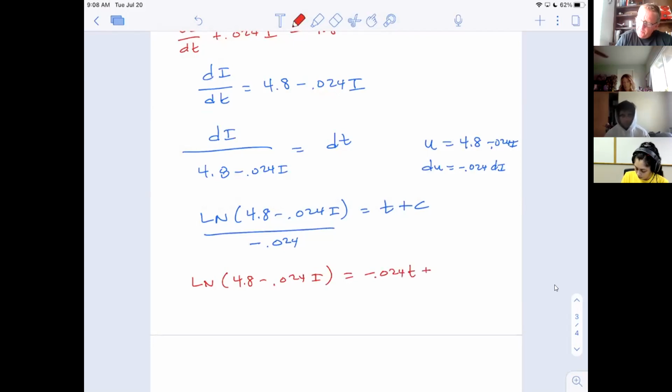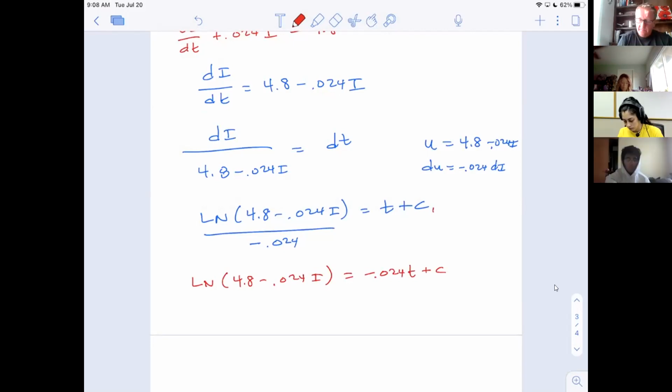And would you agree that I don't really need to multiply it by C? Again, it might be good form to call that C1 so that you recognize those aren't the same C's, but 0.024 times a constant is still just another constant. It's a different constant than it would have been before. And then of course, now to get rid of the natural log, aren't you going to raise both sides to the E power? Hey, that's looking good, isn't it?